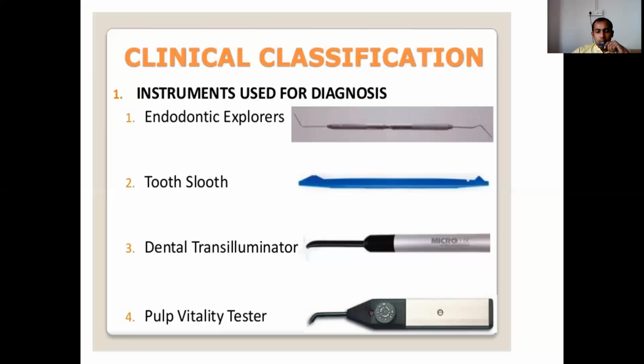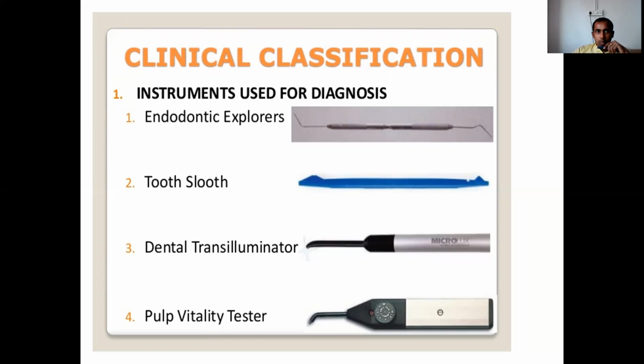The third diagram being displayed is the transilluminator. The transilluminator is nothing but an LED light being projected. This LED light helps to determine the presence of minor cracks, craze lines, etc. on the tooth. The last instrument shown in the diagram is the pulp vitality tester.